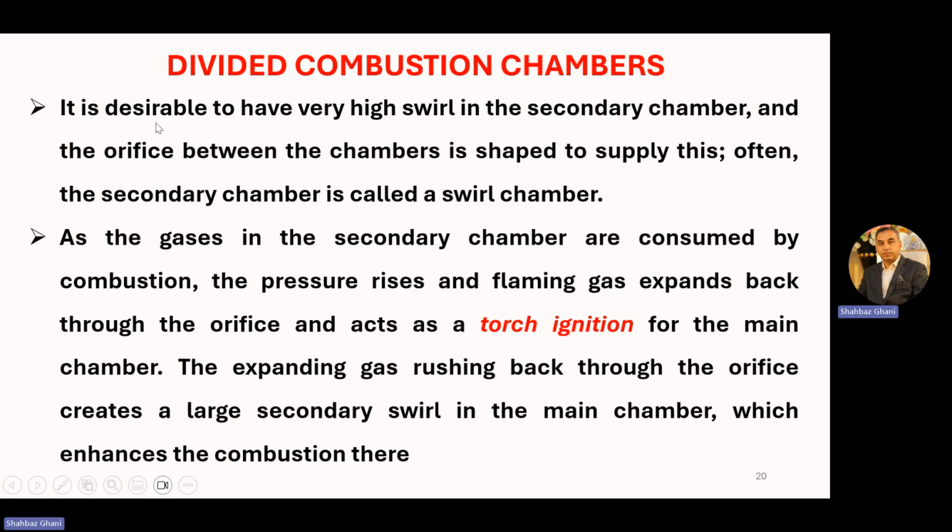Now in this divided combustion chamber, it is desirable to have very high swirl in the secondary chamber, and the orifice between the chambers is shaped to supply this. Often the secondary chamber is called the swirl chamber. As the gases in the secondary chamber are consumed by combustion, the pressure rises and the flaming gases expand back through the orifice and act as torch ignition for the main chamber. The expanding gas rushing back through the orifice creates a large secondary swirl in the main chamber, which enhances the combustion there.